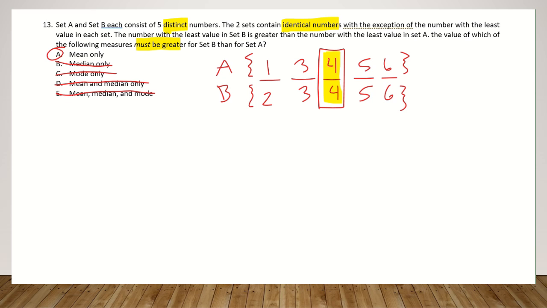And you can see that that's true. When you do the mean, you add up all the numbers, right? 1 plus 3 plus 4 plus 5 plus 6, when you add that up, you get 19. And when you add up 2 plus 3 plus 4 plus 5 plus 6, you get 20, right? Divide by 5 for how many numbers we have, right? You get 3.8 and 4. The mean is bigger. And that's because having that first number be bigger makes the whole sum bigger.